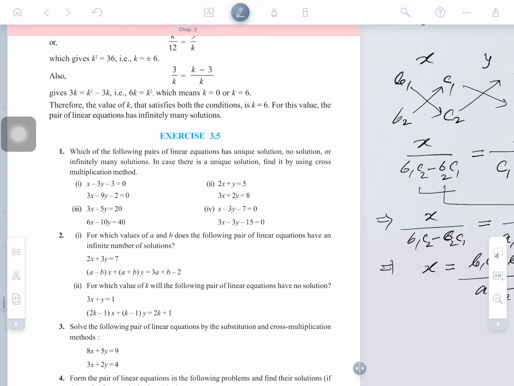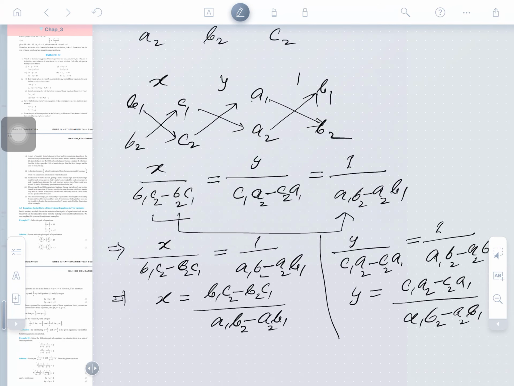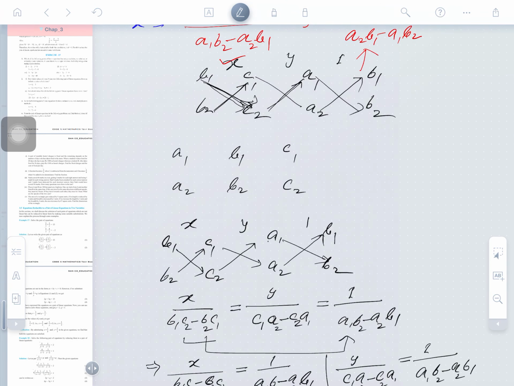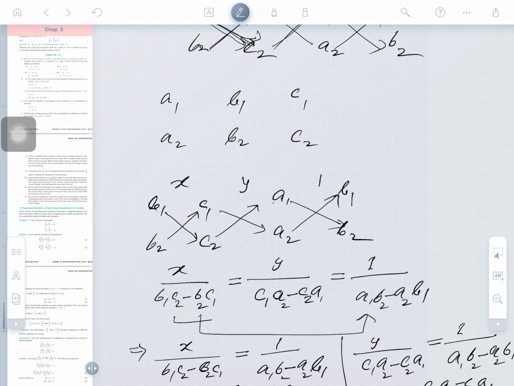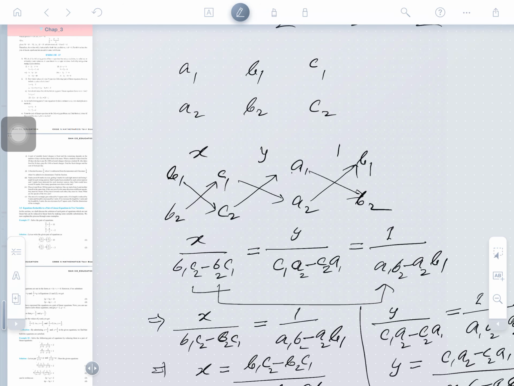We have seen the third method, the algebraic method of solving linear equations in two variables. The method is called the cross product method. I'm just recalling the concept I taught yesterday. First you have to note down the equations, and then note their coefficients.